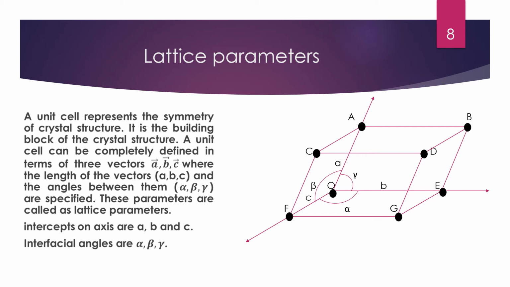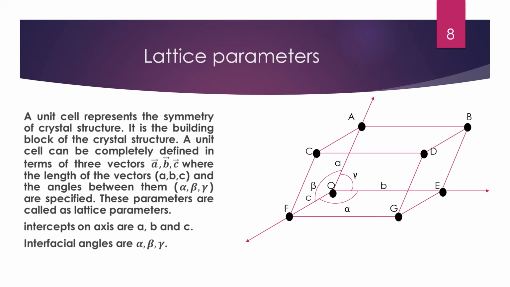So first of all, the basic definition. A unit cell represents the symmetry of the crystal structure. It is the building block of the crystal structure. A unit cell can be completely defined in terms of 3 vectors A, B, C, where the lengths of the vectors, the modulus of the vectors a, b, c, and the angles between them, alpha, beta and gamma, are specified. These parameters are called lattice parameters. So intercepts on axes are a, b and c, and interfacial angles are alpha, beta and gamma.